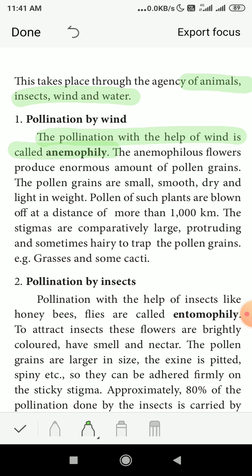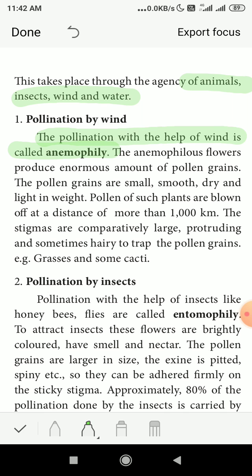So the anemophilous flowers produce an enormous amount of pollen grains. Enormous means too many, an infinite number of pollen grains will be there. The pollen grains are small, smooth, dry and light in weight. You yourself think and see, if it is very heavy in weight, the wind cannot carry it. So it will be very light, dry, smooth, and then only it can be carried by the wind. Pollen of such plants is blown off to distances of more than 1000 kilometers.